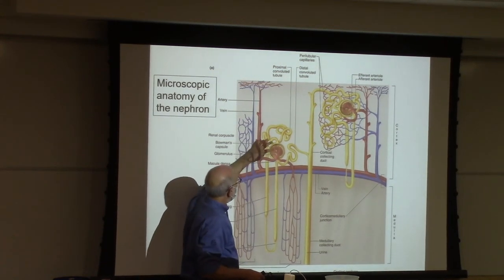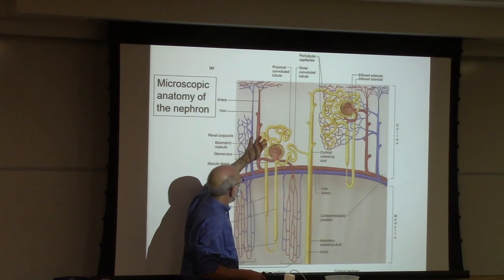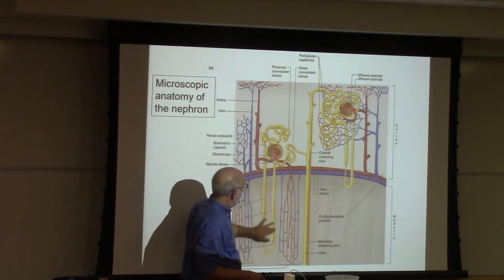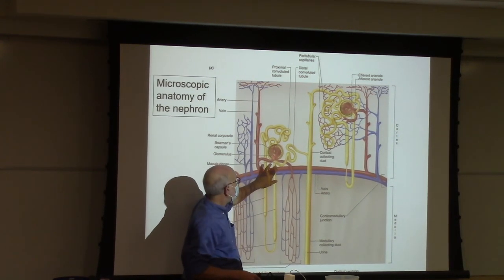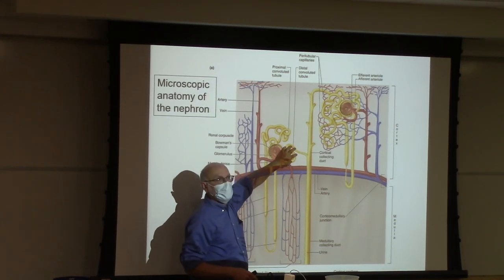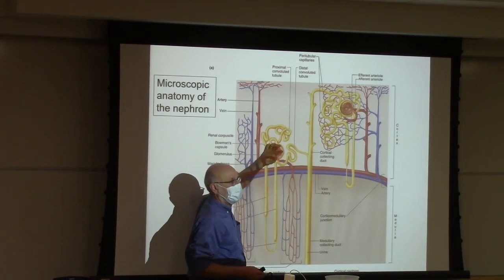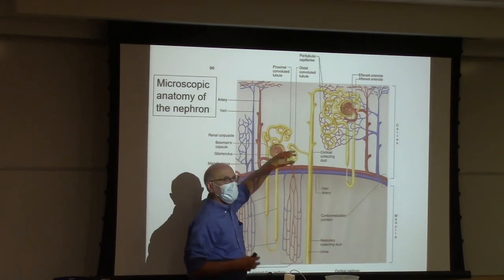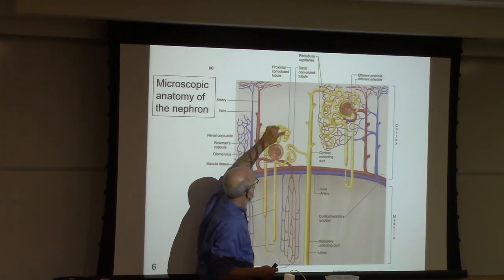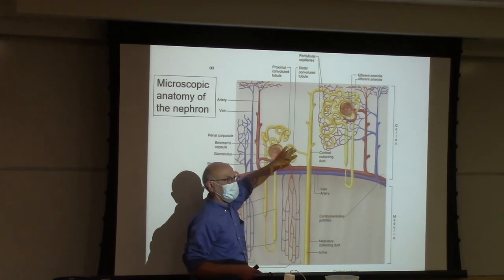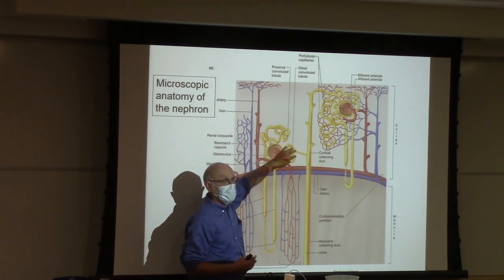Okay, the fluid gets processed by the proximal tubule, by the descending and ascending loop of Henle, and then by the distal tubule. Distal because it's far away. I mean, it's actually right next to it. But from a fluid flow point of view, the fluid went all the way around like this. So this is the distal tubule.